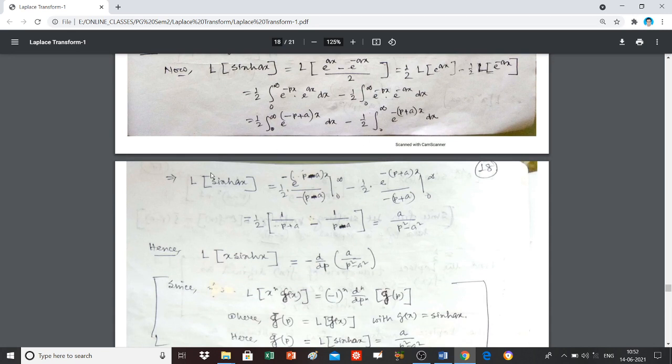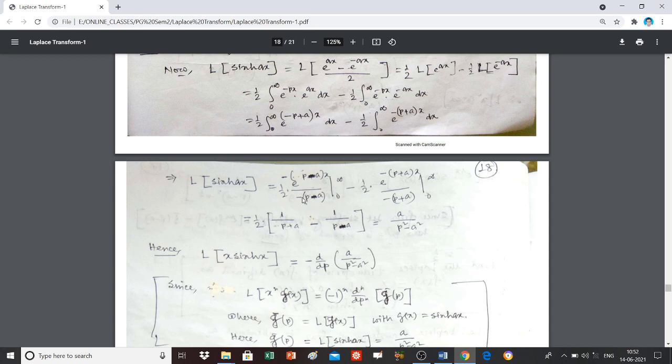So then, therefore, the Laplace transform of sine hyperbolic ax, just integrate this. That will give you half e to the minus p minus a times x by minus p minus a, 0 to infinity, then minus half e to the minus p plus a times x by minus p plus a, 0 to infinity. And after using the limits, you have half times 1 by p minus a minus 1 by p plus a.